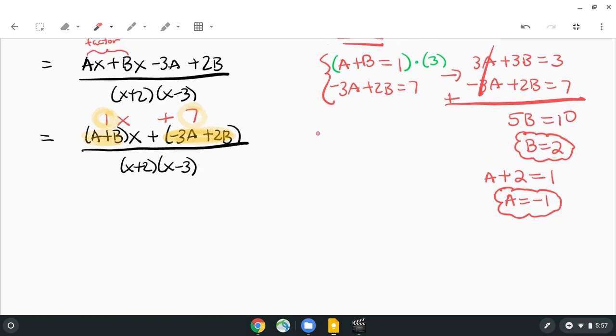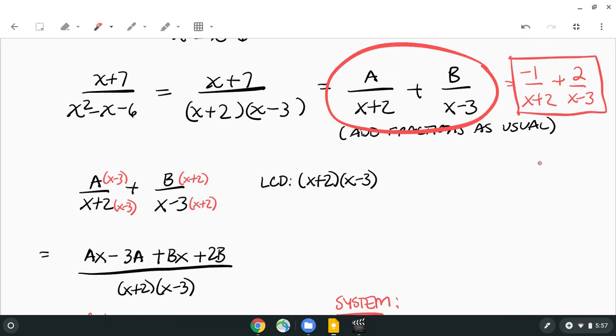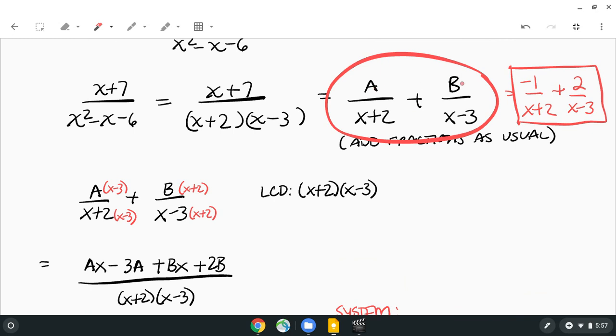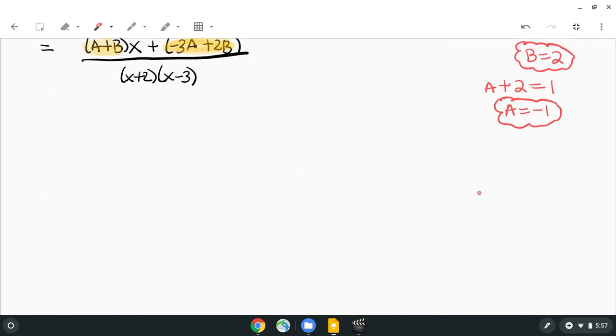So that becomes my system. A + B = 1, that's my first equation. −3A + 2B = 7, that's my second equation. I solve the system for A and B, and once I solve for A and B, I substitute them in here into my partial fractions. Okay? All right, let's go ahead and try another one.